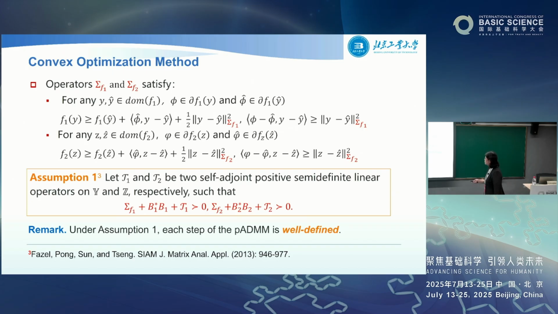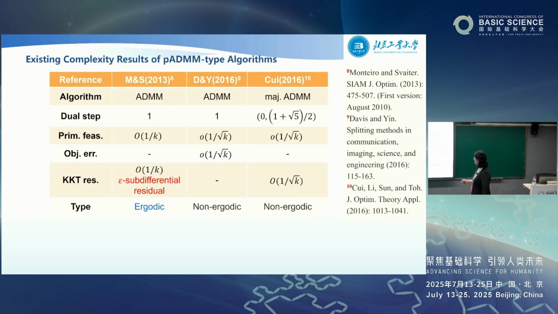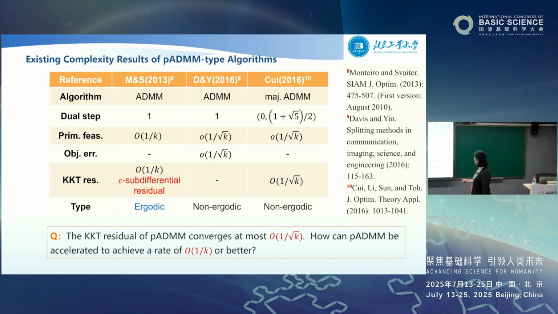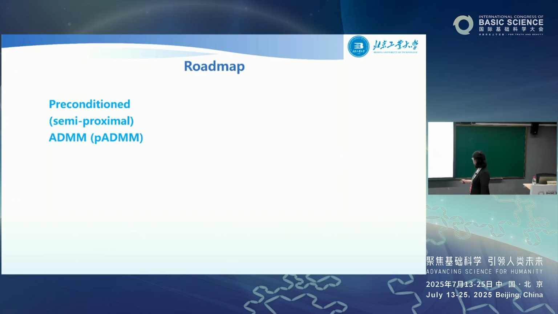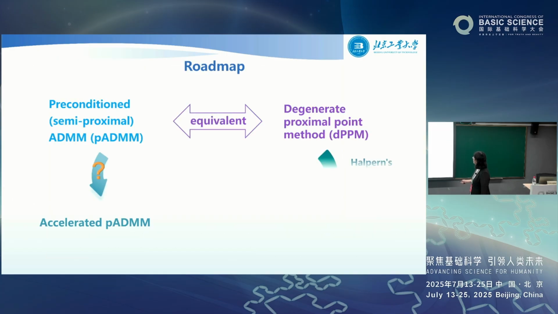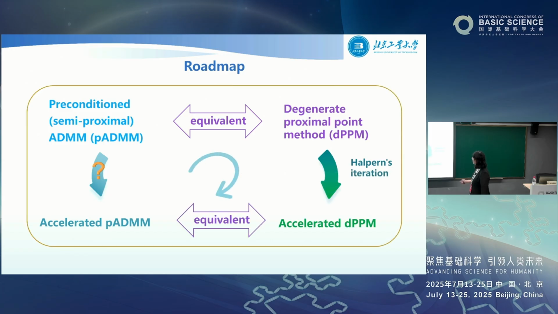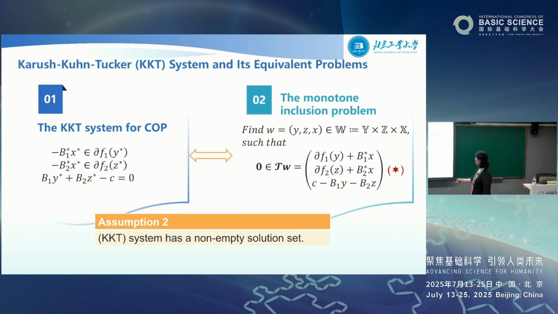Okay. So first, I need assumption one to ensure our problem is well defined. And second, I need assumption two to ensure I have a solution. So the KKT system has a solution.